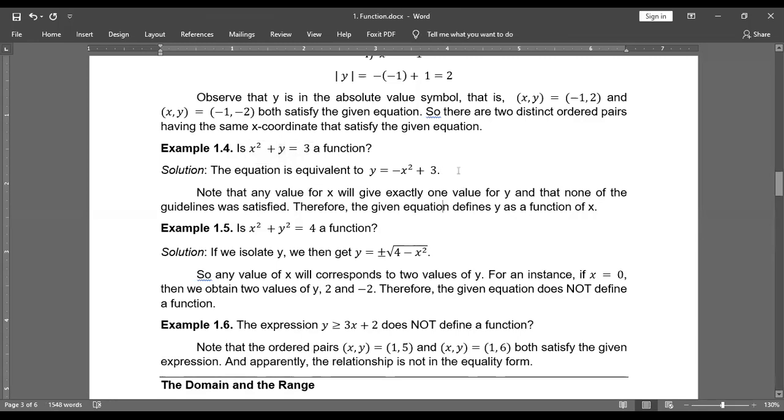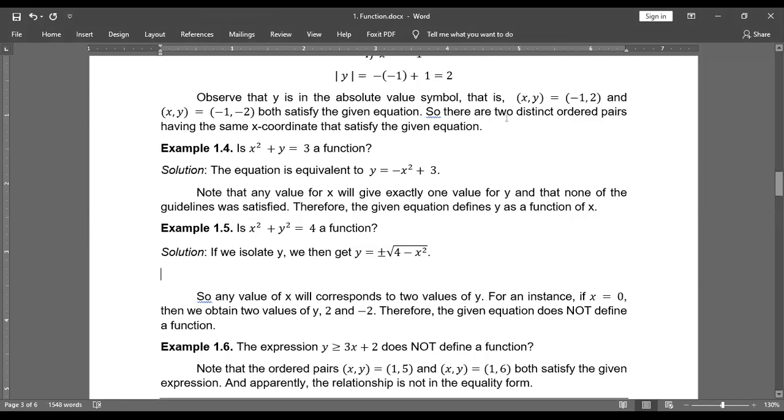And example 1.5, we have x squared plus y squared is equal to 4. Is it a function? Not. Upon observing the conditions, one of the conditions is satisfied: y squared. And furthermore, to illustrate how we cannot consider this as a function.